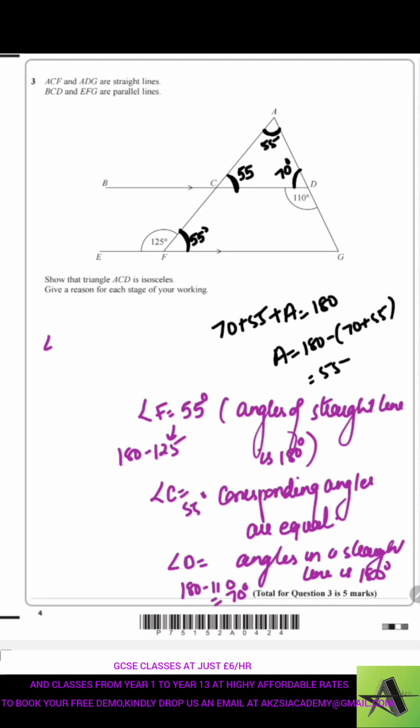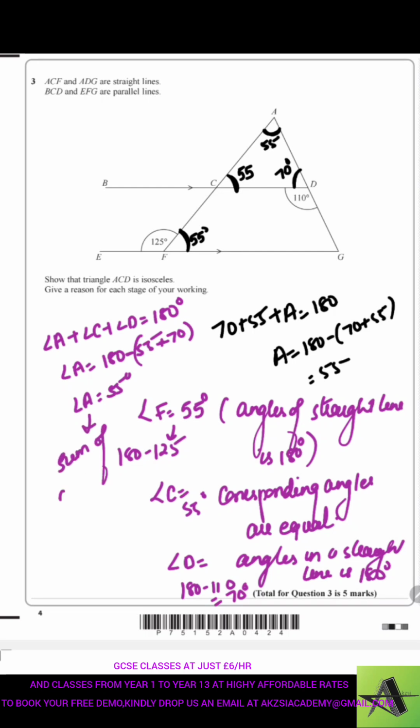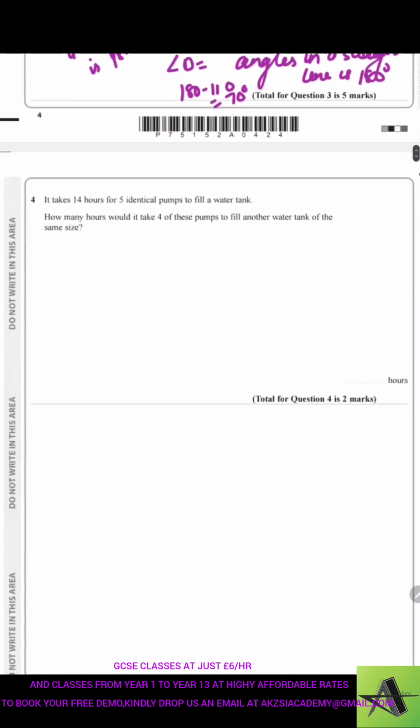And finally, angle A plus angle C plus angle D is 180 degrees. So angle A is equal to 180 minus 55 minus 70, which is 55 degrees. So the sum of all angles of a triangle is 180 degrees. So this is how we can prove it.